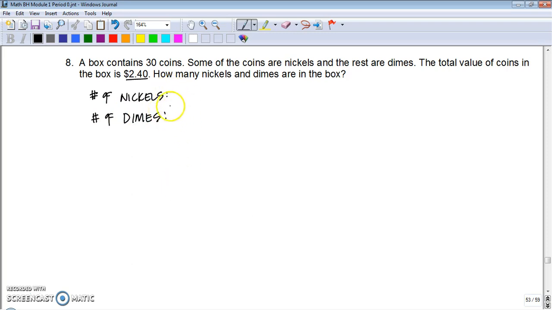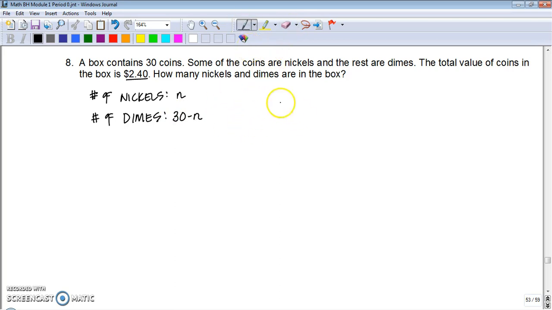So we need to pick a variable for either of these. It doesn't matter which one. So let's say we call this n. And let's just pretend that there are 10 nickels. That would mean that there are 20 dimes. Or if there were 5 nickels, there would be 25 dimes. So that would mean then the number of dimes is 30 minus n. That's where we're getting these missing values.